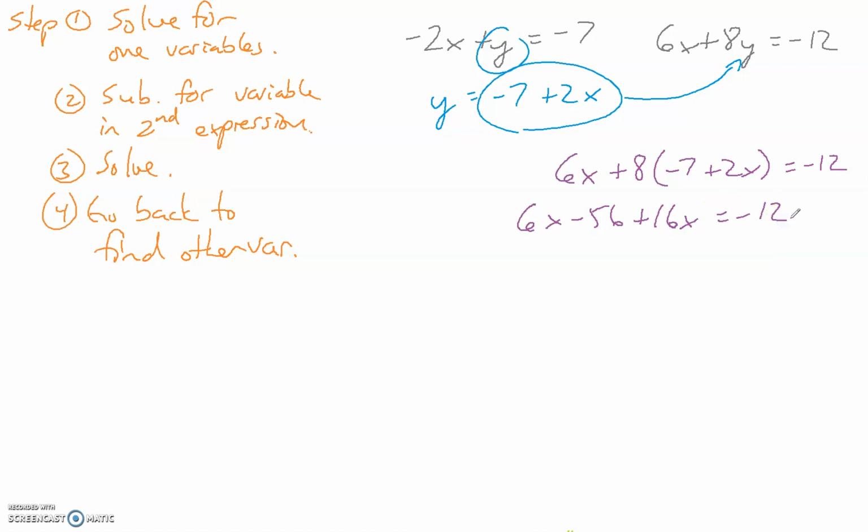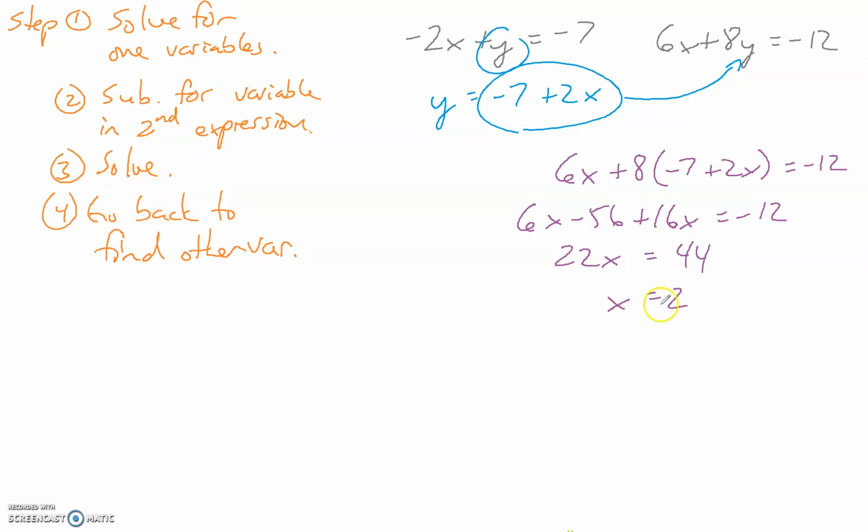Okay, so now I want to combine like terms together. So I've got 6x, I've got 16x, so that's 22x, is equal to, let's see, I've got to add 56 to that side, which is going to give me 44. So I'm going to divide by 22 on both sides, and that will leave me with x equal to 2. All right, so I've got x is equal to 2, and that's the solving part here, number 3. So I just solved, and x is equal to 2.